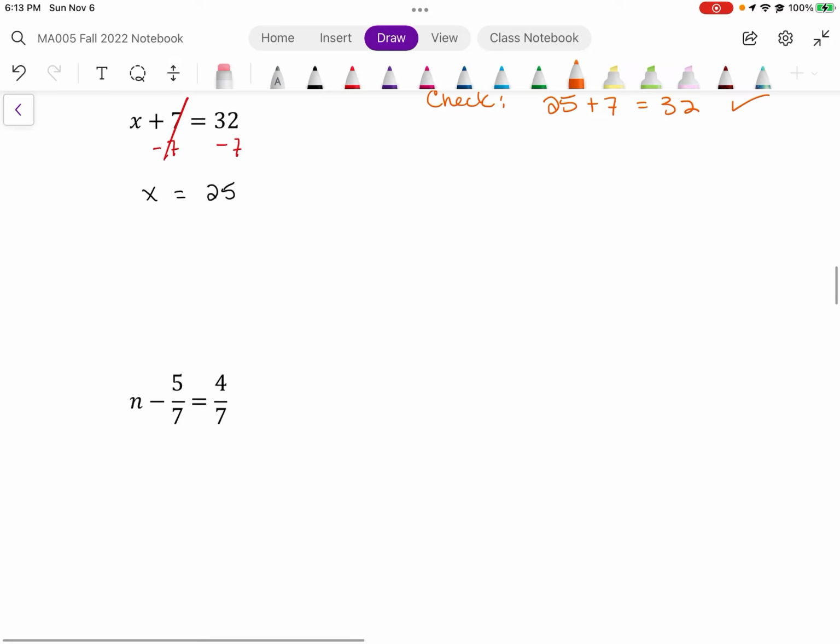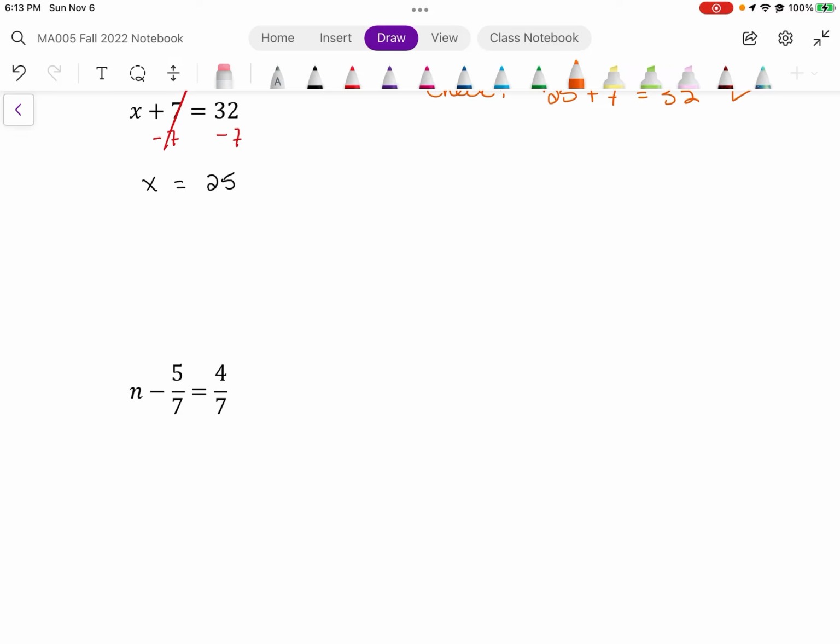All right, next one. Here we're going to say plus 5/7 on both sides. And I'm going to put my plus 5/7 over here. So it's a little easier to add fractions. They're going to subtract out right there. And we get n equals 4/7 plus 5/7 is 9/7. N equals 9/7.